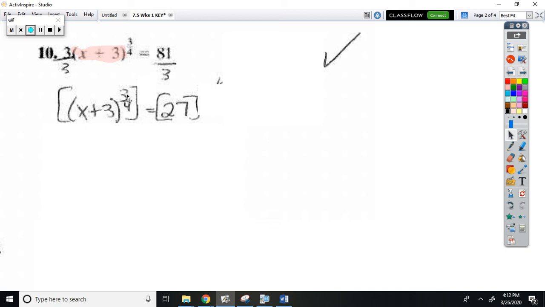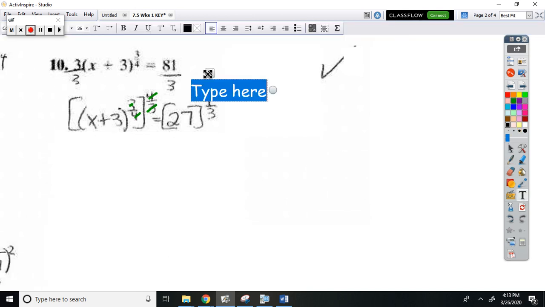Again, to undo an exponent of 3/4, we use the reciprocal, which is 4/3. So I'm going to raise both sides to the 4/3 power. Again, you can see these cancel out, or multiply and get 12/12. So on the left, we're left with just x plus 3. Again, I highly recommend that you complete this by hand because the calculator will not get you both answers.